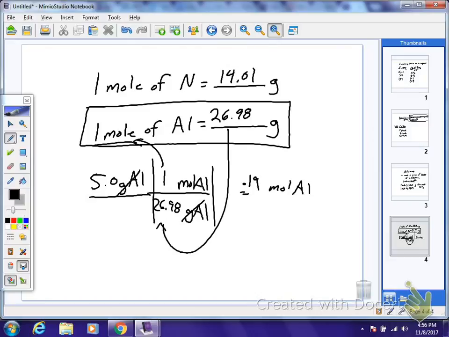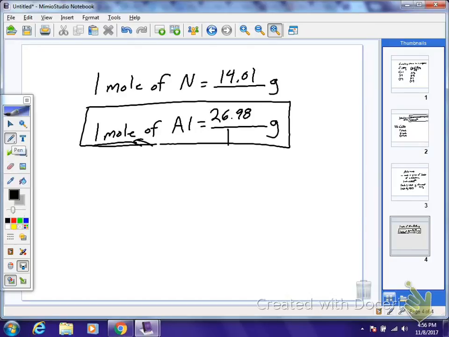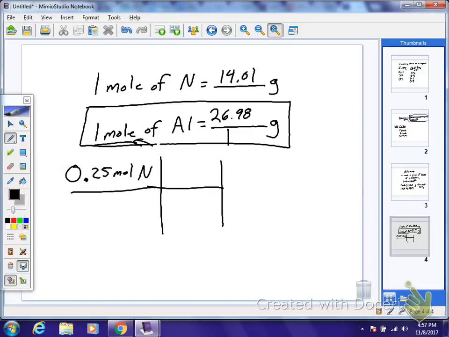Right? How else can I use that? Well, I'm going to go ahead and erase this. What if I want to go to grams? So if we're going to use this top example for that, let's say we look at nitrogen, and on nitrogen, I want to figure out the number of grams. So let's say I have 0.25 moles of nitrogen. Okay, so then 1 mole of nitrogen is equal to 14 grams.